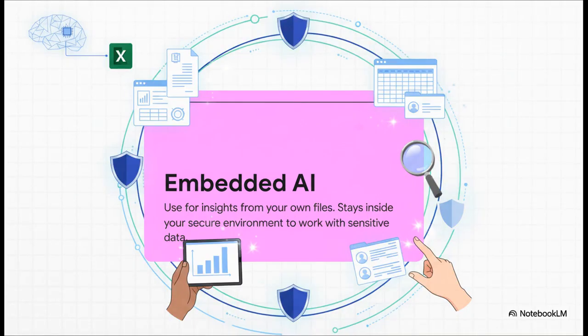Now, embedded AI is the complete opposite. It lives inside the apps you already use every day, like Copilot, right inside of Excel. And its superpower? Security. It works with your sensitive data, your sales numbers, your customer lists, and it never, ever leaves that secure environment. It's completely inward-facing, built for analyzing and automating your private stuff.